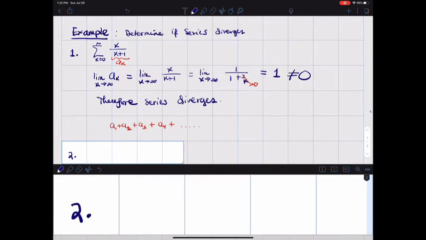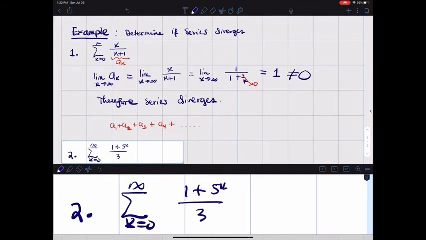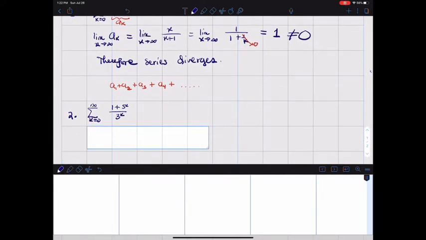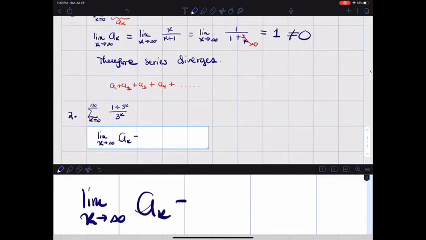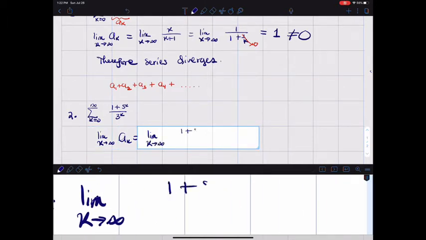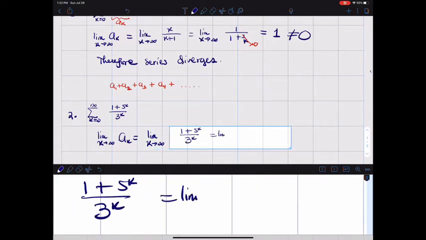Let's try another example. Summation k from 0 to infinity of (1 plus 5 to the power of k) over 3 to the power of k. All right, so our a_k in this case is (1 plus 5 to the power of k) over 3 to the power of k. So we're taking the limit as k goes to infinity of (1 plus 5 to the power of k) over 3 to the power of k.